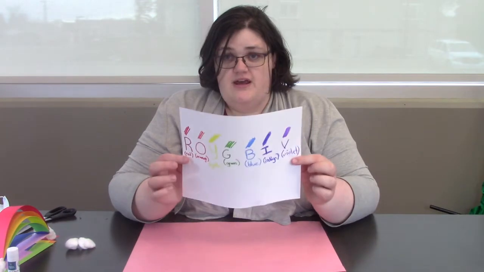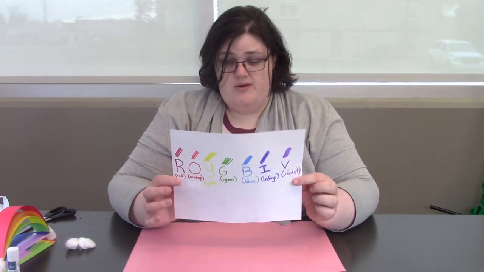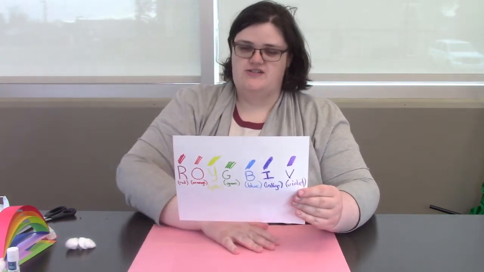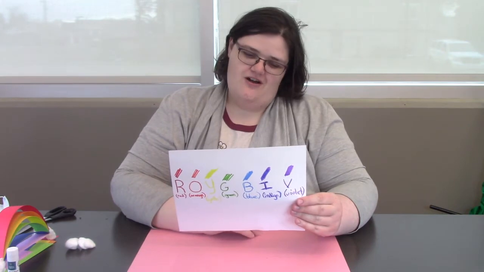Another trick to help you with remembering the colors of a rainbow is through song. I am going to sing a few verses, slightly modified, from the song Roy G. Biv by They Might Be Giants.